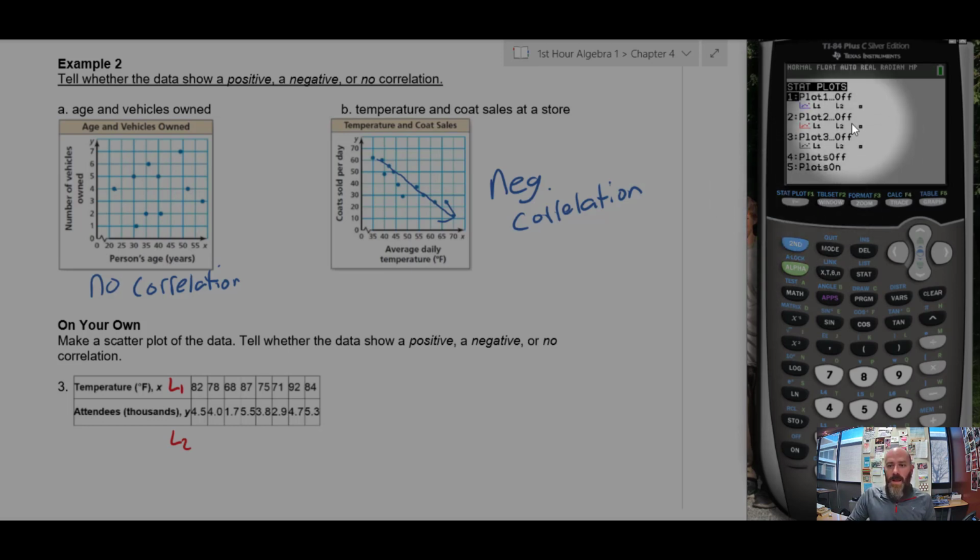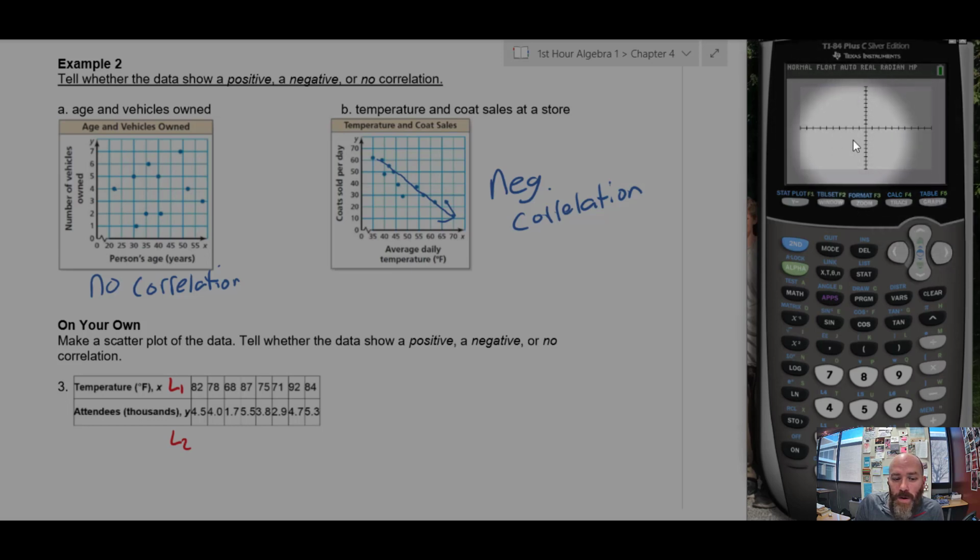It's going to take me to this menu, and it'll tell you plot 1, plot 2, plot 3. Notice these are all off. What I want to do is press enter on this first one and turn it on, and just double check that it shows the dots and none of this other stuff, and it says that your X values are list 1, your Y values are list 2, and then if I hit graph, oh, I don't see anything, and here's why.